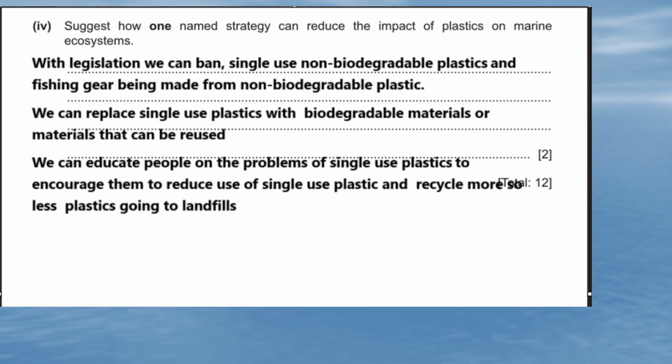One is legislation, so we can ban single-use non-biodegradable plastic and fishing gear. We can replace single-use plastic with biodegradable materials or materials that can be reused. And education, we can educate people on the problem of single-use plastic to encourage them to reduce the use of single-use plastic and recycle more, so less plastic goes to landfills. So legislation, replacing, and education, and then for each of them explain how.